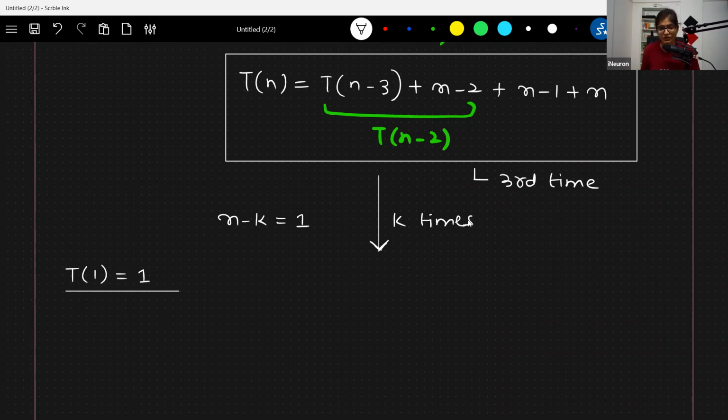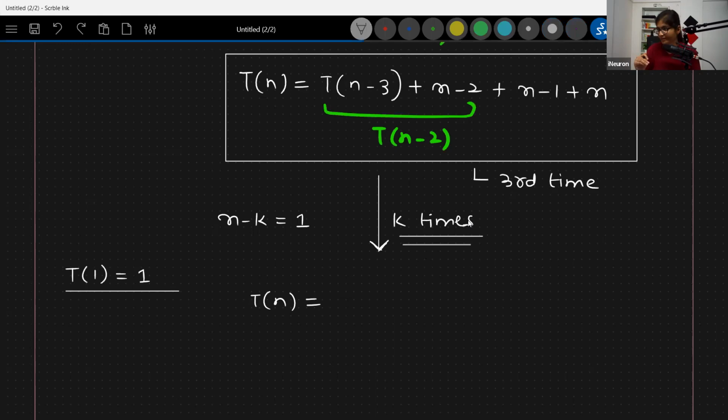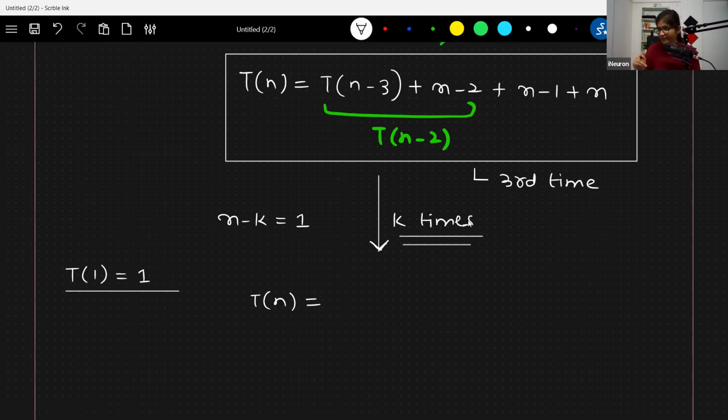Now here, if you observe, the value of T of n is something. Can anyone tell me what will be the equation if I repeat this particular task k times? Who will tell me? Who will tell me the equation if I keep on repeating the same task k times? What will be the equation of T of n?